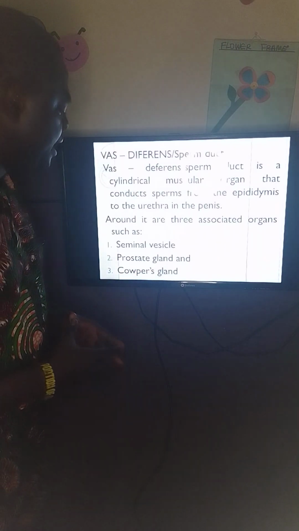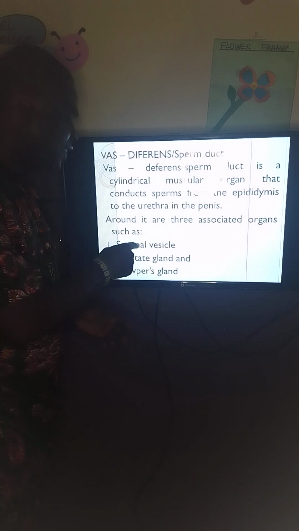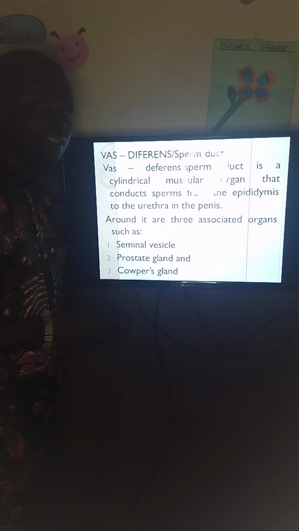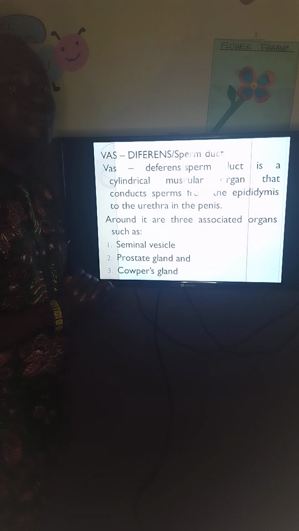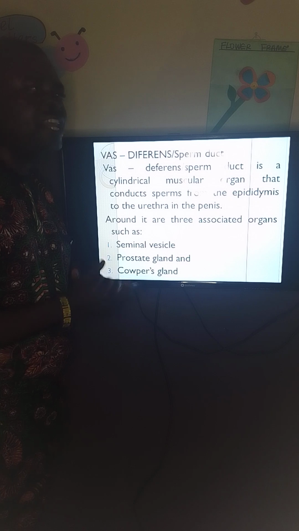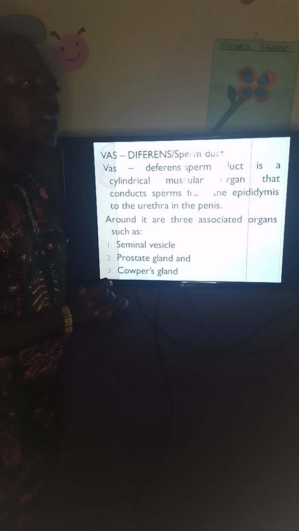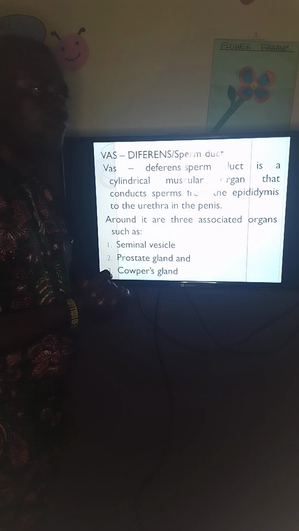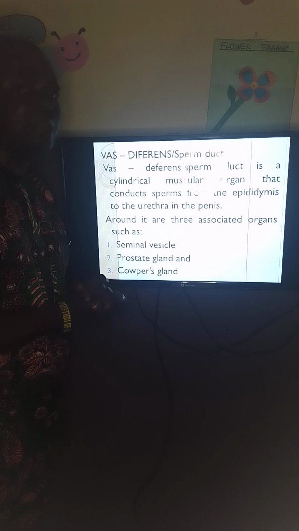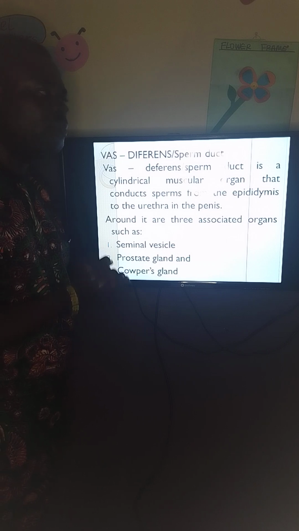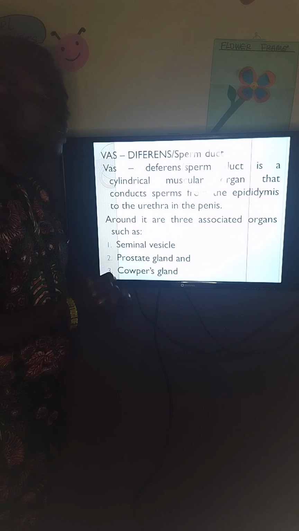And let me tell you one thing here. The seminal vesicle, the prostate gland, and the corpus gland produce a watery juice called seminal fluid. So the combination of the seminal fluid and sperm forms what we call semen. Nobody has ever seen sperm. What you are seeing is semen, which is the combination of sperms and seminal fluids.